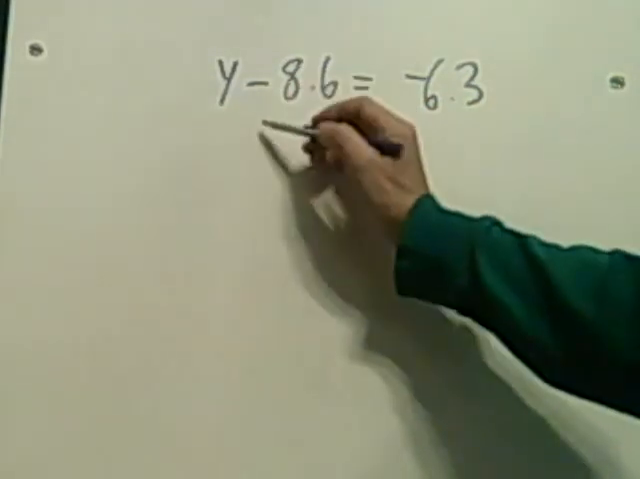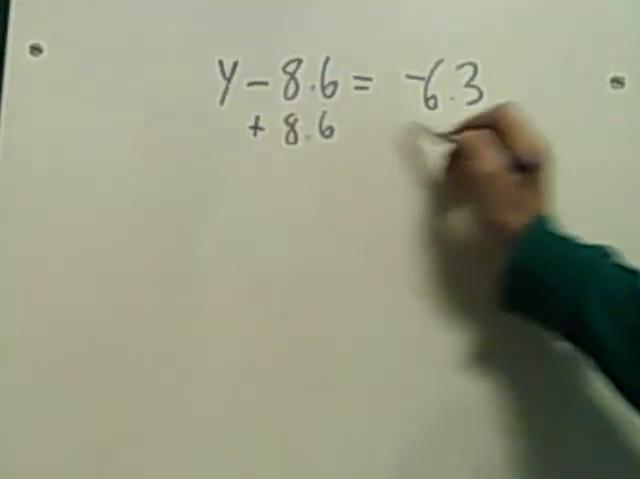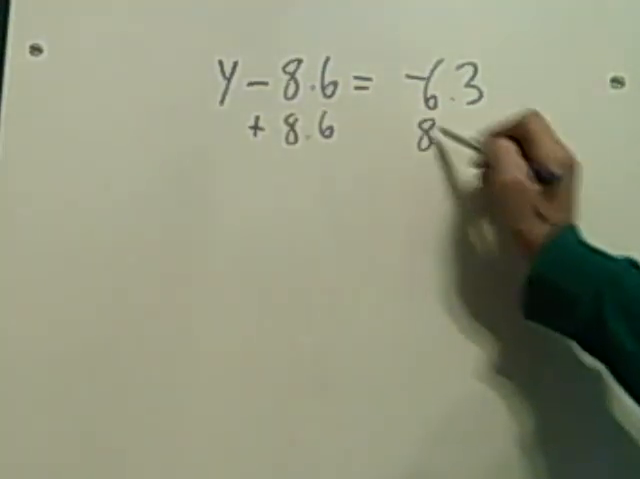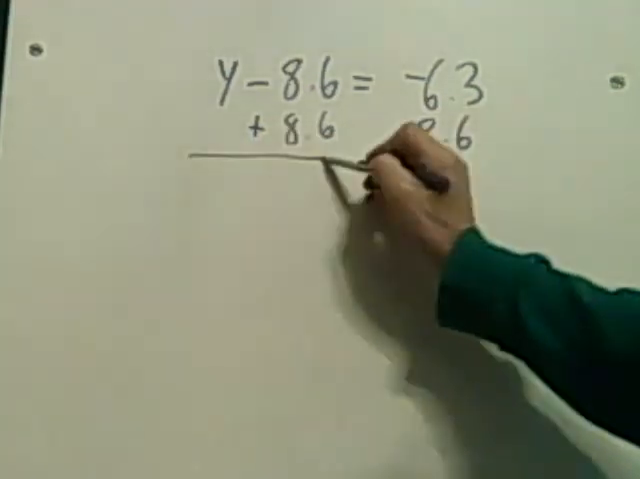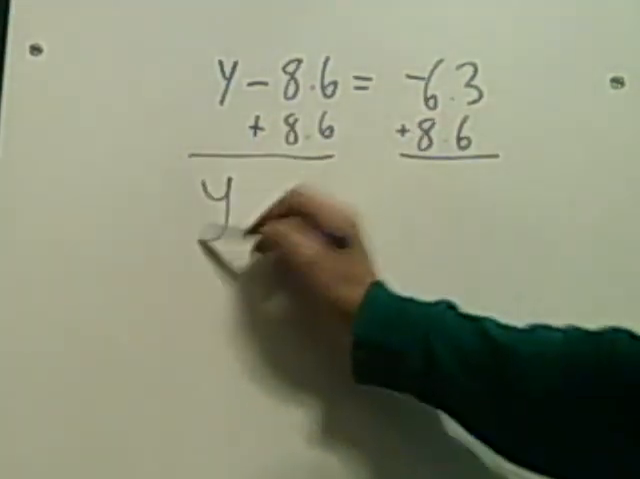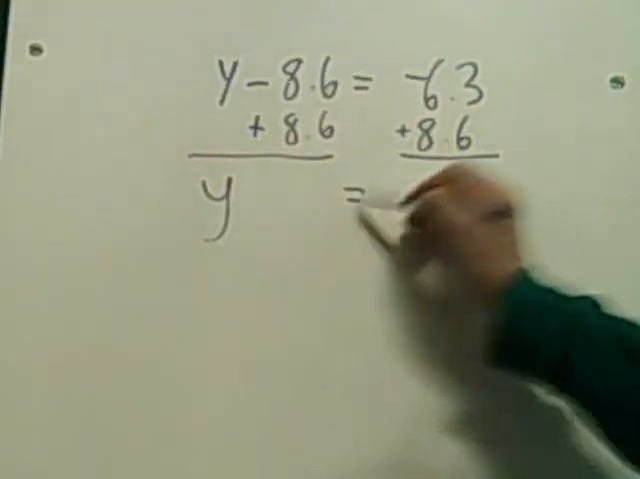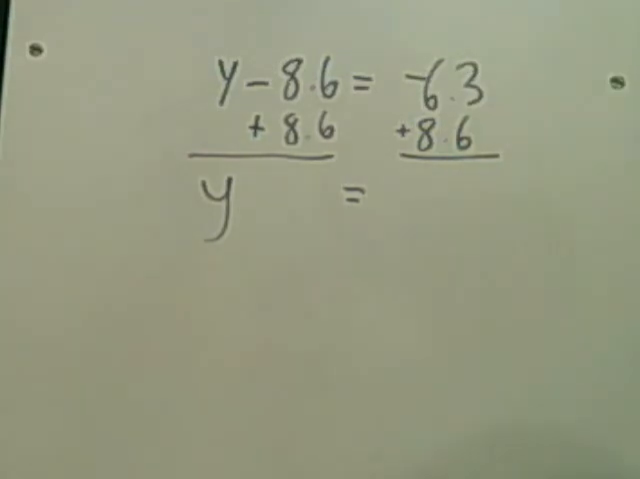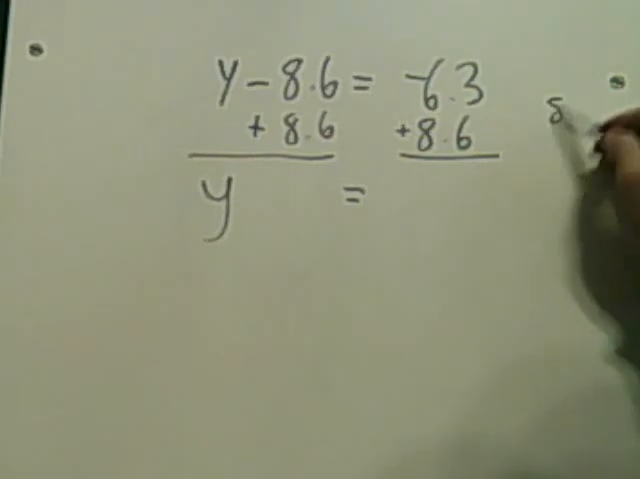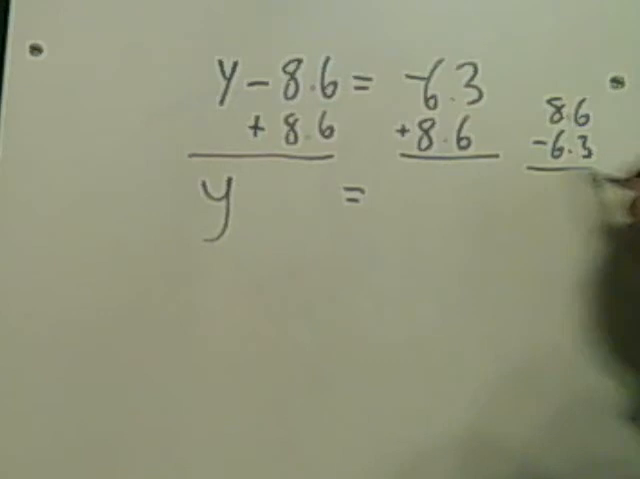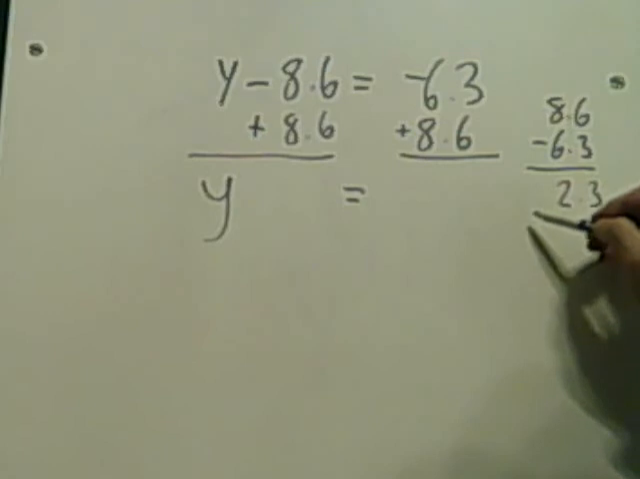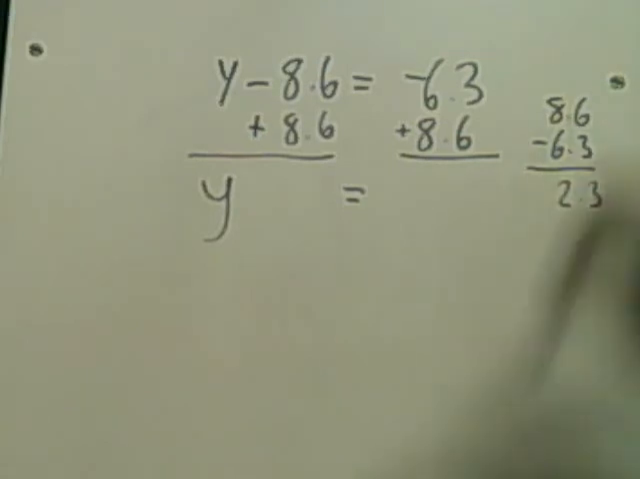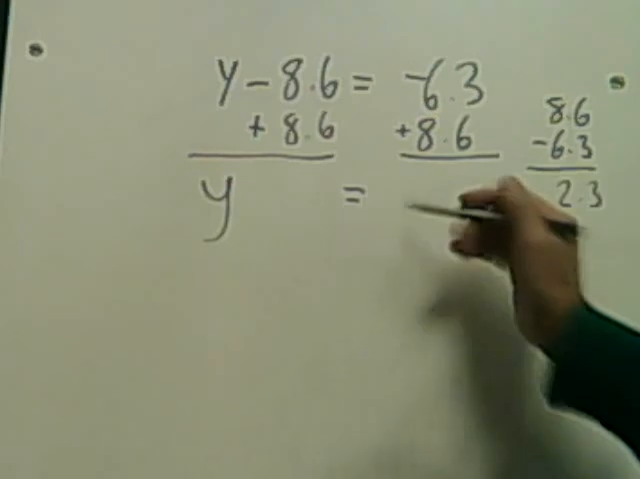So what we're going to do is we're going to add 8.6 to both sides of the equation. And this side is going to just become y, because these two will cancel. And this side is going to be 8.6 positive and a -6.3. So that's 8.6 minus 6.3. Because that's a negative, that's going to be 2.3. When you subtract it, you're going to get 2.3.